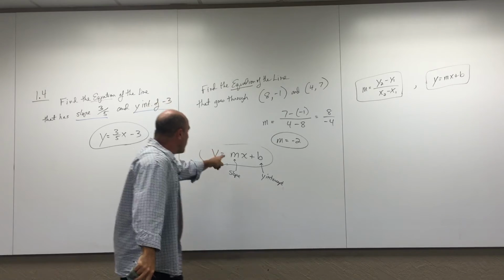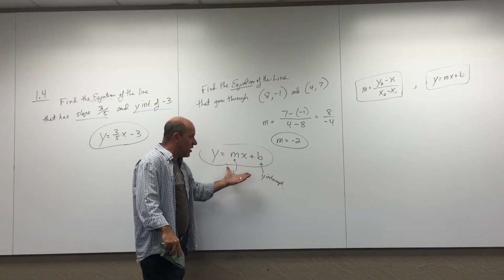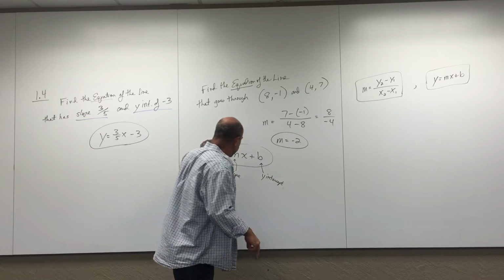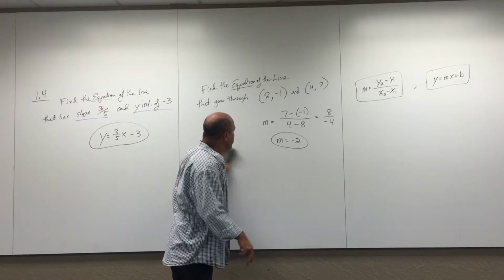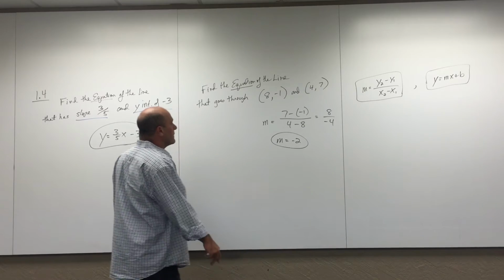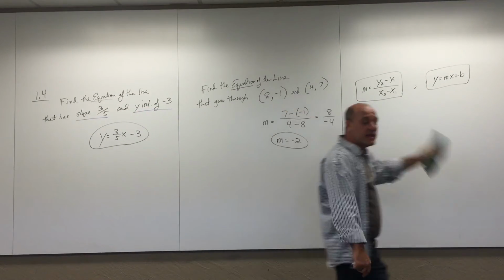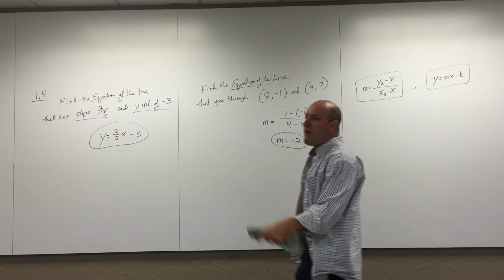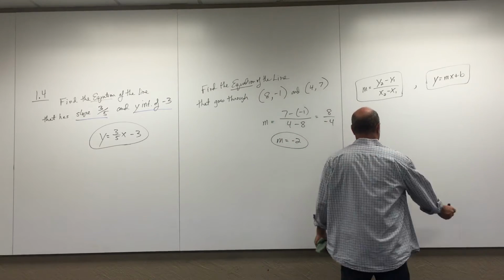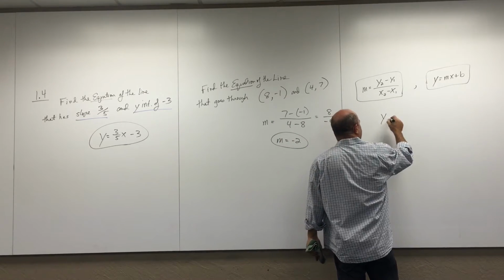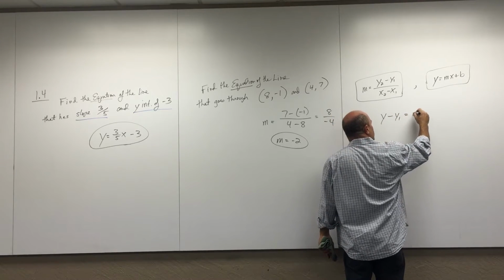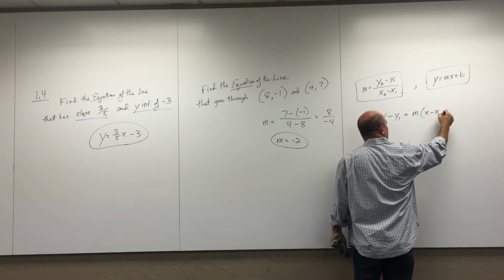Now, if I had his slope and his y-intercept, I'd be done. That's what happened in the last easy problem. I don't have his y-intercept. I got his slope, and I got a couple of points, but those points are not his y-intercept. So now I got a different formula for you. Here's one more line formula. It's called y minus y1 equals the slope times x minus x1.